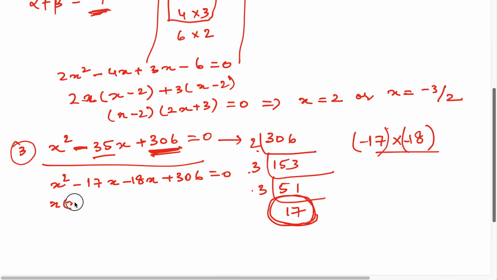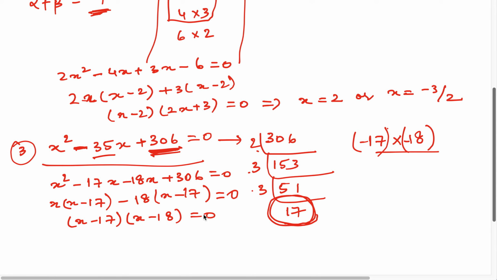This will be x into x minus 17 minus 18 into x minus 17 is equal to 0, and this will be x minus 17 into x minus 18 is equal to 0. When you equate this to 0, you get x equal to 17, and when you equate the other factor to 0, you get x equal to 18.